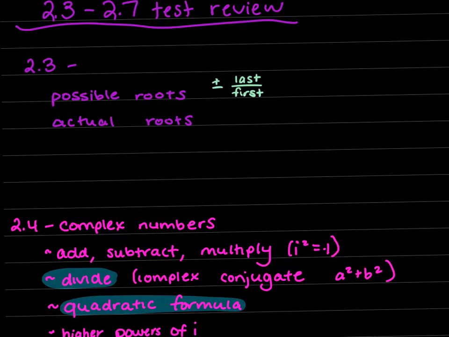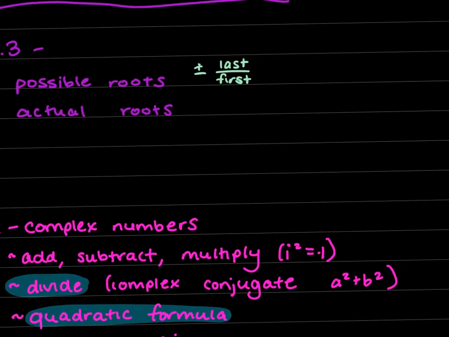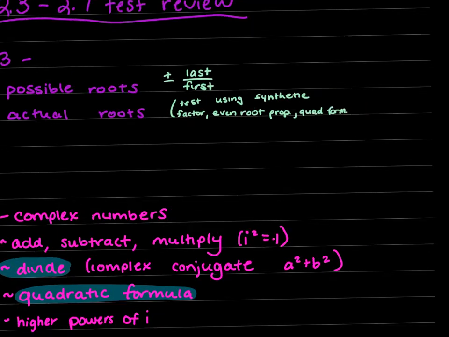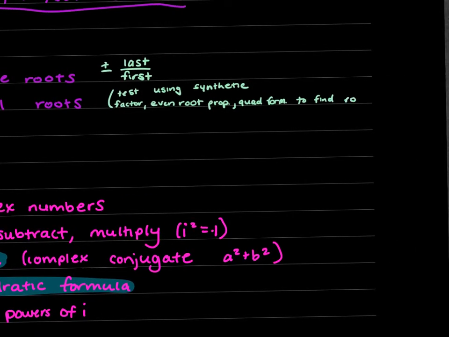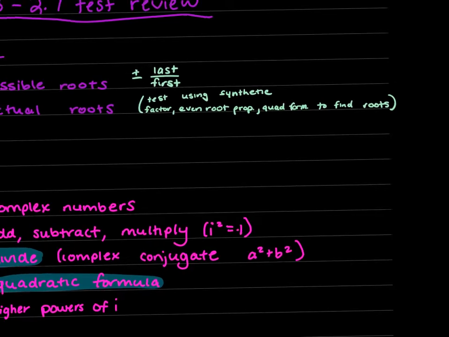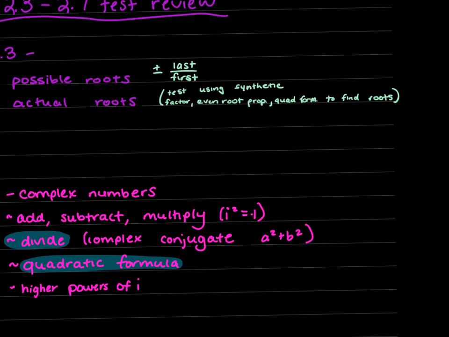Then it's going to say find the actual roots. To do that, we test using synthetic division until one works. Then you're either going to factor, use the even root property, which is like square rooting both sides, or use the quadratic formula to find the remaining roots. The question is going to ask you to list your remaining roots.